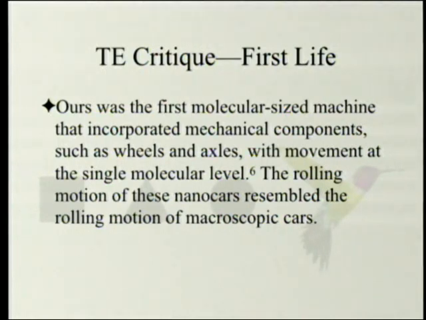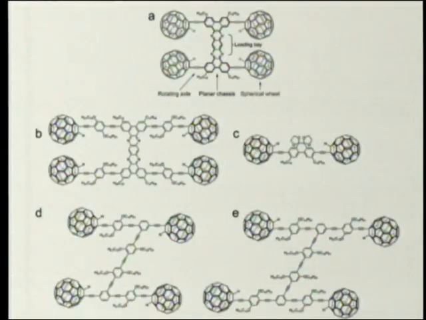Ours was the first molecular-sized machine that incorporated mechanical components, such as wheels and axles, with movements at the single molecular level. The rolling motion of these nanocars resembled the rolling motion of macroscopic cars. Now, before we go on, I want to point out one other thing. See these little things here? Most of these are C10H21. That means that they're long alkane side branches. That's so that the car parts can be soluble in the reaction solution. It's done in organic solvents.